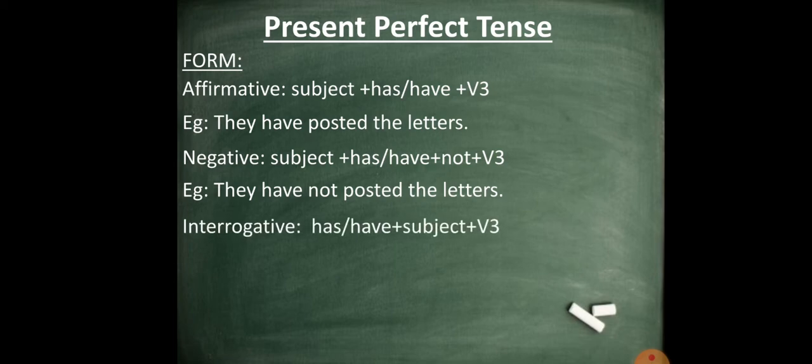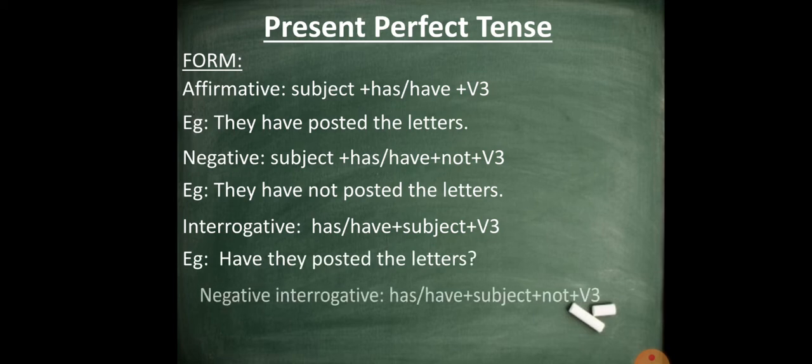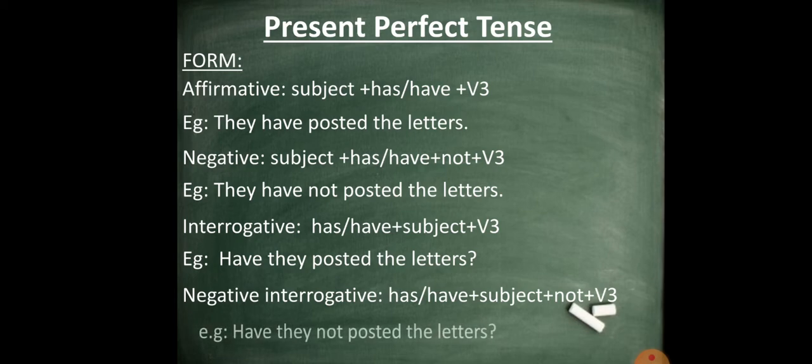For the interrogative, the formation will be has/have plus subject plus the third form of the verb. So the interrogative of the sentence will be have they posted the letters? The negative interrogative will be have or has plus subject plus not plus the third form of the verb. So the negative interrogative will be have they not posted the letters? So for present perfect tense, we are going to use the third form of the verb, and the helping verbs that we are going to use here are have and has.